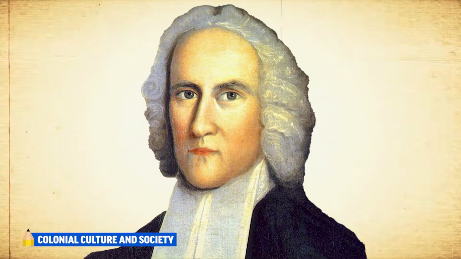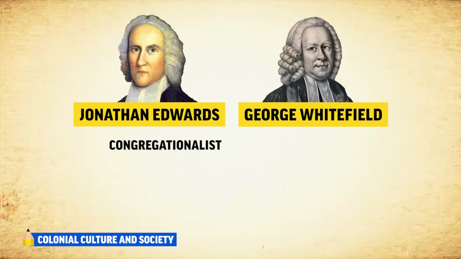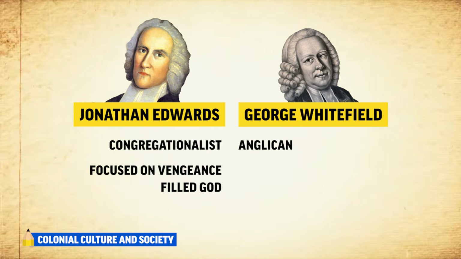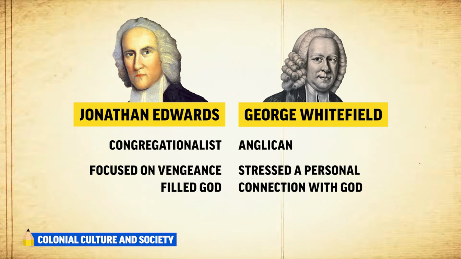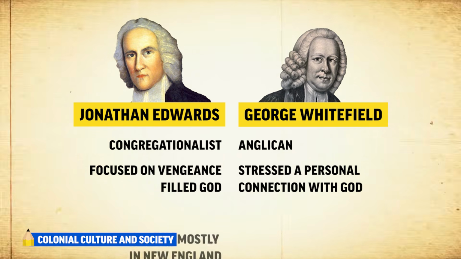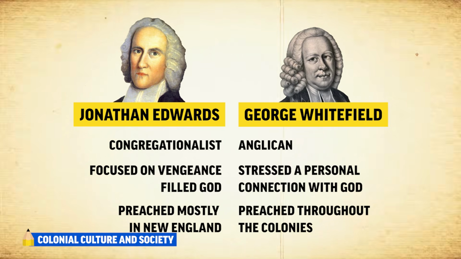Two of the most famous preachers of the Great Awakening were Jonathan Edwards and George Whitefield. Despite both being revivalist preachers and both stressing the importance of the individual and their relationship with God, they had a few differences. First, Edwards was a Congregationalist, while Whitefield was an Anglican. Next, Edwards' message focused on the wrath of God and invoked fear and demanded repentance. This is seen in his famous sermon, Sinners in the Hands of an Angry God. On the other hand, Whitefield's message was more uplifting and focused on salvation and a personal connection with God. Edwards mostly preached in New England, while Whitefield traveled throughout the colonies, focusing in the rural agricultural areas of the South.